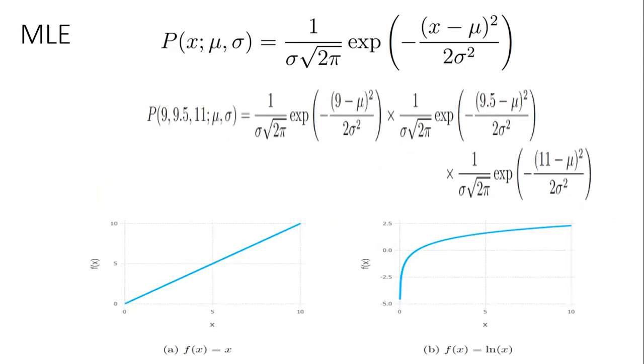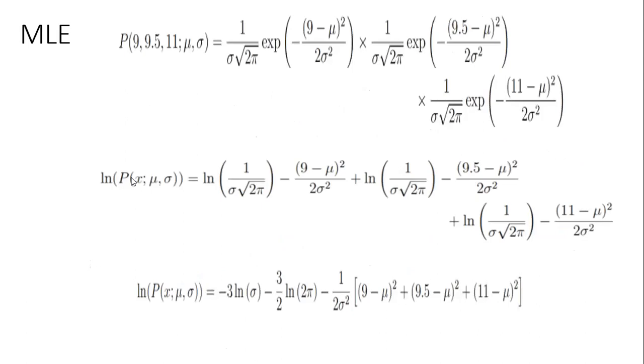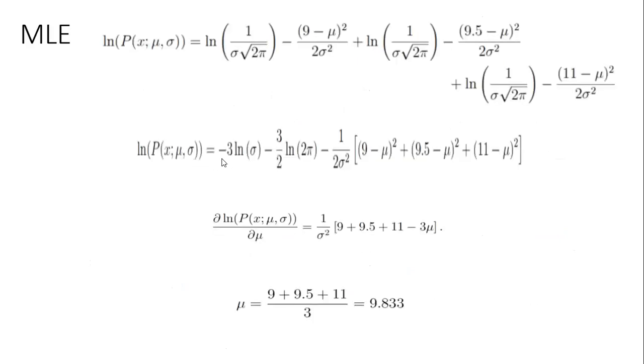So if I take the natural log, it equates to this. And this natural log becomes this. And this becomes this, and mu becomes this. So mu is 9.833 in this case. And similarly, I can solve for that.